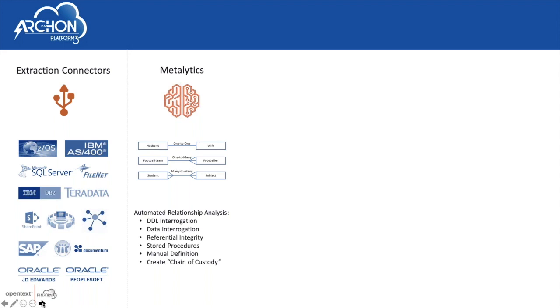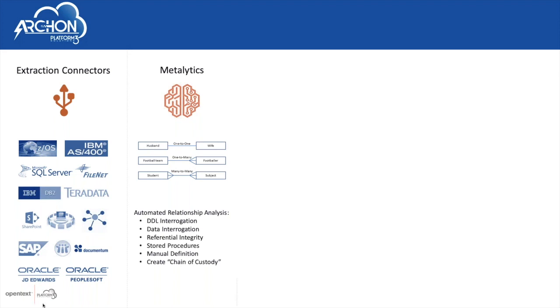And then not just the data, but also all the relationship information, all the chain of custody information, everything gets transported into the archive, and then it gets safely held there for its retention period. Archon facilitates the whole thing, and the big advantage here is the metalytics, which means that you're not just extracting data, you're also extracting information about the data.